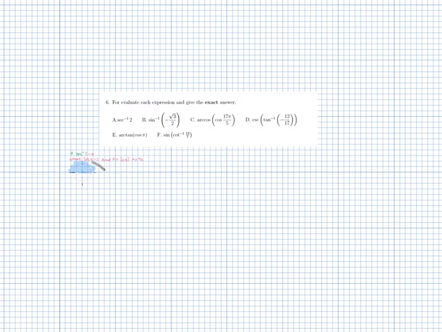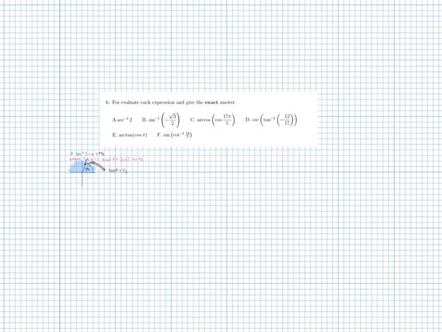we can say that this means that cosine of theta is 1/2. So we're definitely going to be in quadrant 1. In fact, we know that when the rotation is pi over 3, this point is 1/2, square root of 3 over 2. Cosine is that x value, so this equals pi over 3.